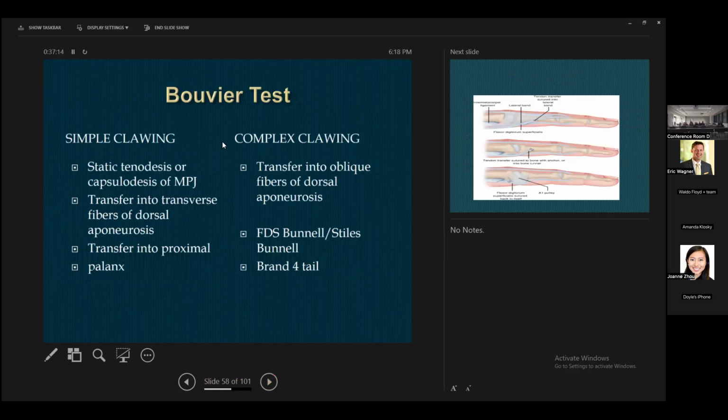So with simple clawing, you can address the clawing with either a static tenodesis or capsulodesis of the MP joint, transfer into the transverse fibers of the dorsal aponeurosis, or transfer into the proximal phalanx. Complex clawing, you would need to transfer distally into the oblique fibers that extend the interphalangeal joints, usually with either the FDS or a Brand four-tail transfer.